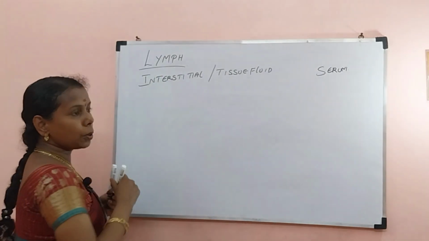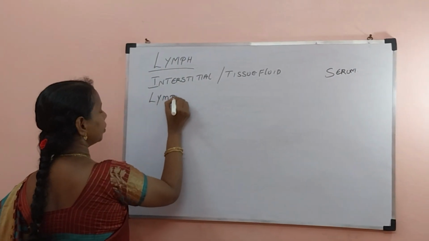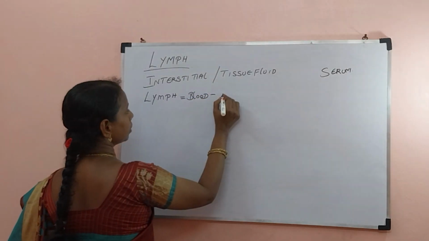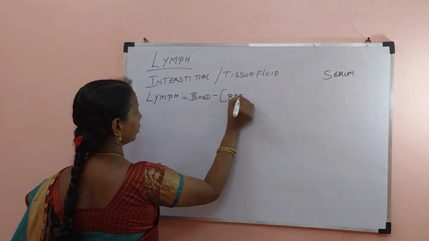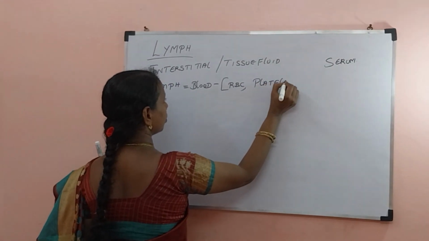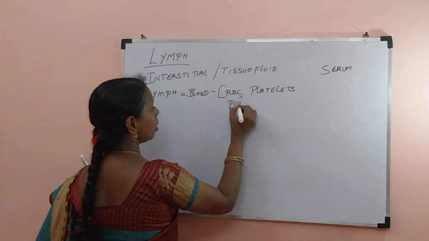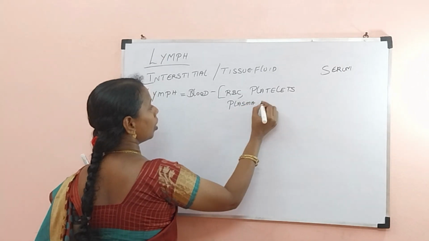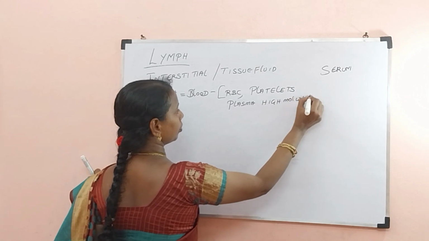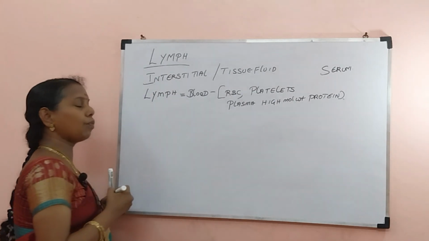Okay. What is the composition of lymph? Possible question. So lymph is blood minus RBC, platelets, and plasma high molecular weight protein. So these things we won't find in the lymph.